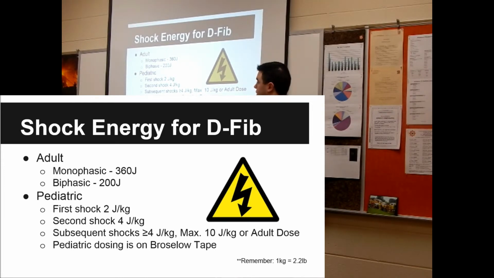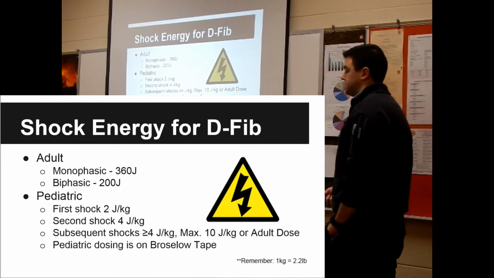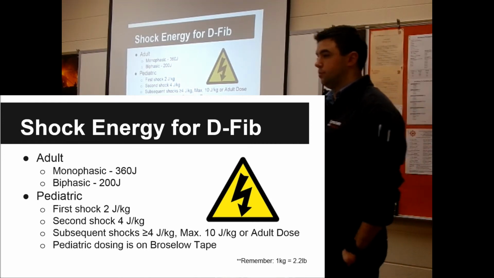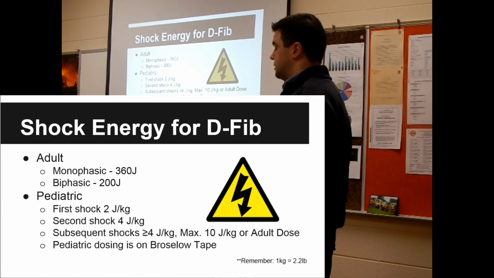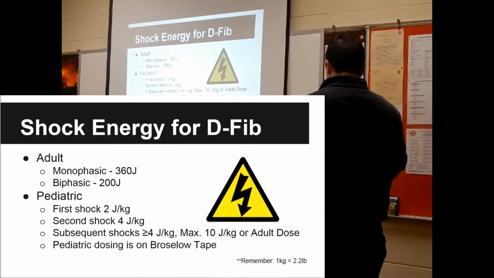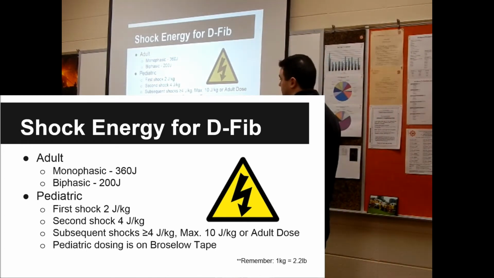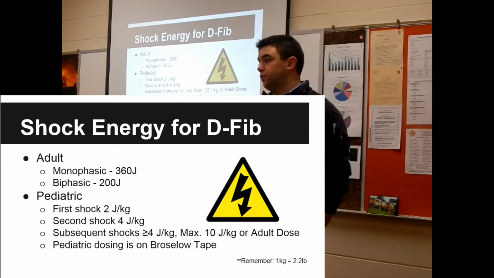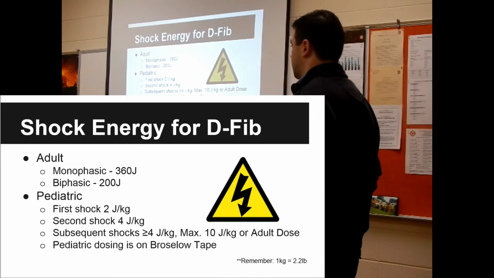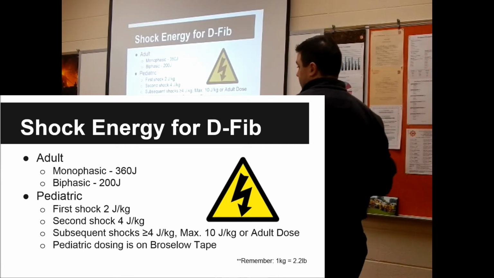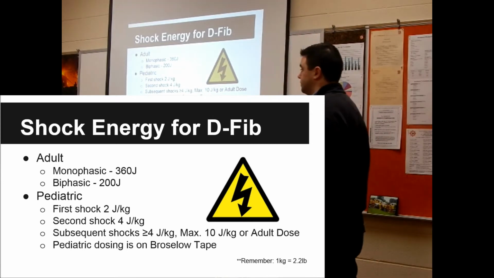You're going to turn your monitors all the way up. On a monophasic, you're going to go up to 360 joules. On a biphasic monitor, which is the majority of our monitors in our fleet, it's going to be 200 joules. For peds, this is in that algorithm. Your first shock is going to be 2 joules per kilo. Your second shock is going to be 4 joules per kilo, and any subsequent shock after that is going to be greater than or equal to 4 joules per kilo with a max dose of 10 joules per kilo.